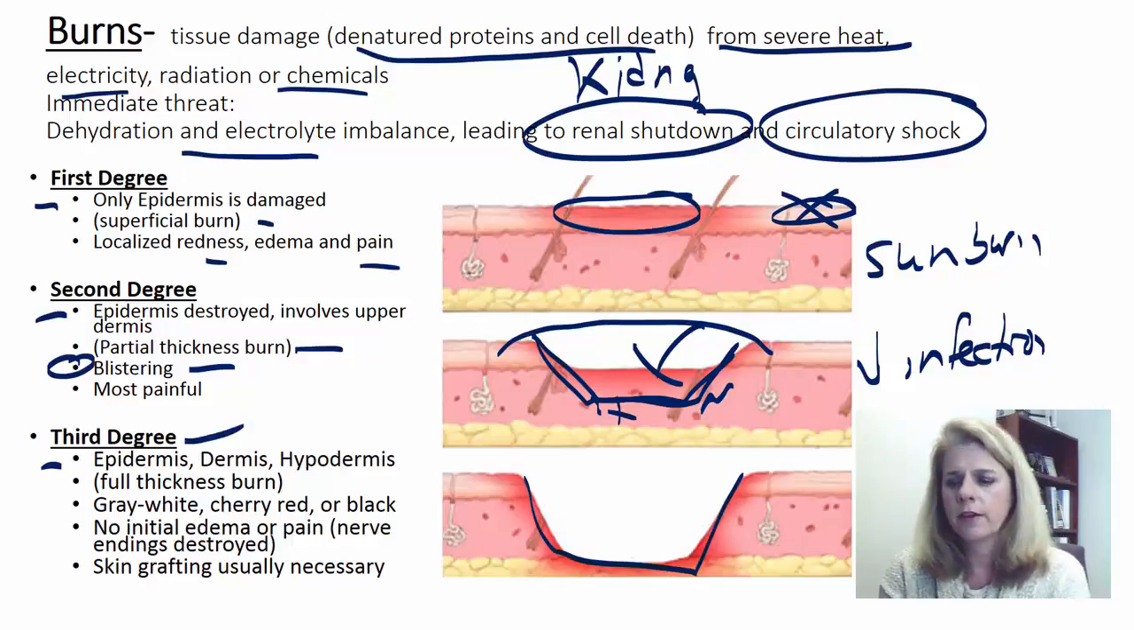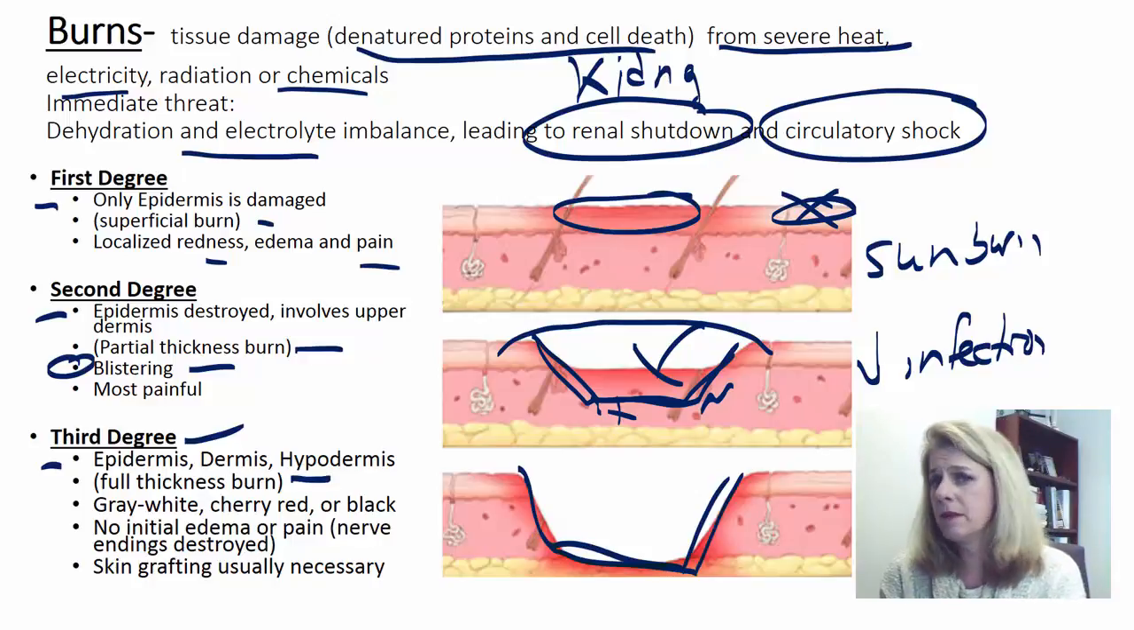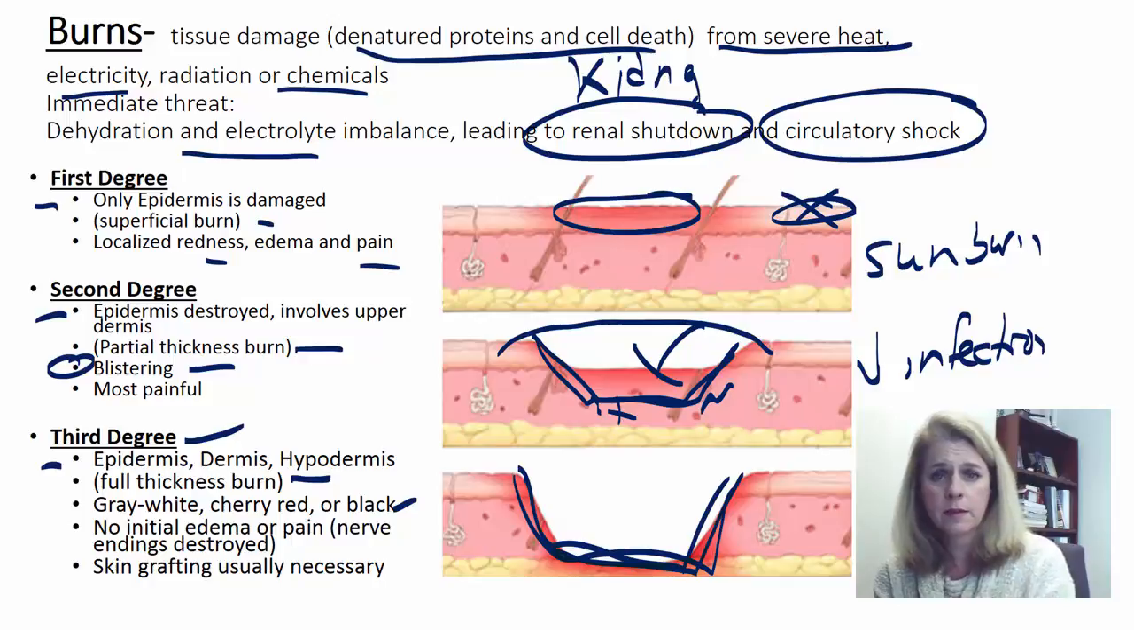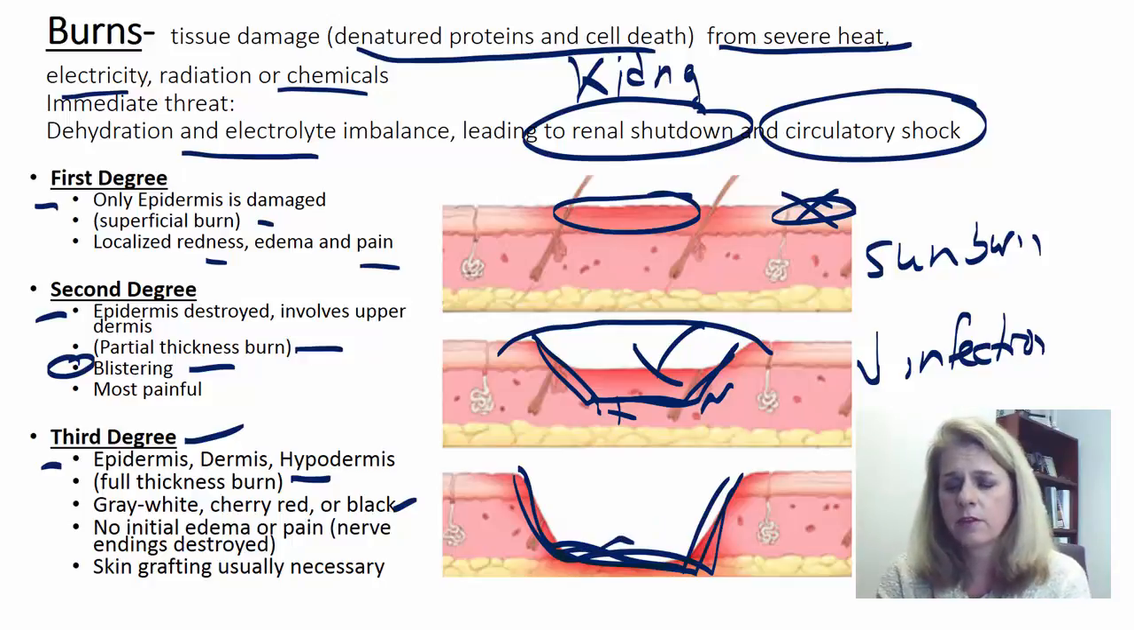Third degree, all three layers, dermis, epidermis, hypodermis, everything is damaged. We call this a full thickness burn. And when you look at this, it could be many colors. It can be kind of a gray color, or really cherry red, or black, almost like charcoal. I've got a picture I'll show you. Many times there won't be any swelling or pain because there's nothing there to cause anything. There are no nerve endings there. They've been damaged. The vessels that were there are not there to ooze anything, so a lot of times you will just see exposed, maybe muscle or even bone, depending on how deep the burn is.